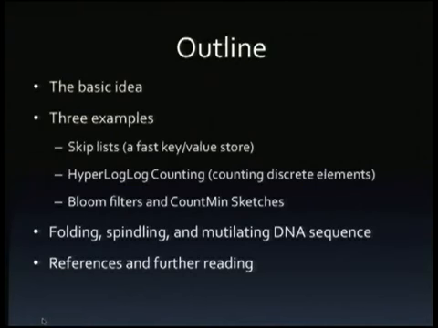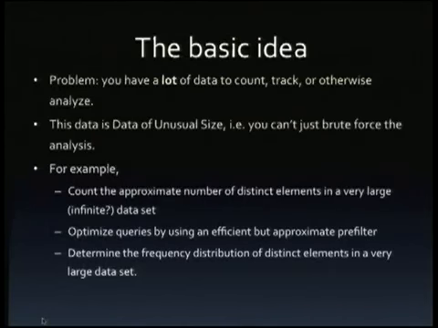So I'm going to give you three basic examples. This is the basic idea of what's going on with these data structures and algorithms. Three examples: skip lists, which are not particularly efficient storage-wise, but are very interesting from the random data stream perspective. HyperLogLog counting, in which you would count discrete elements, and then Bloom filters and count-min sketches, which I've been using in my research quite a bit. And at the end, I'll talk a little bit about my research, which is folding, spindling, and mutilating DNA sequence, and then I'll give you some references for further reading.